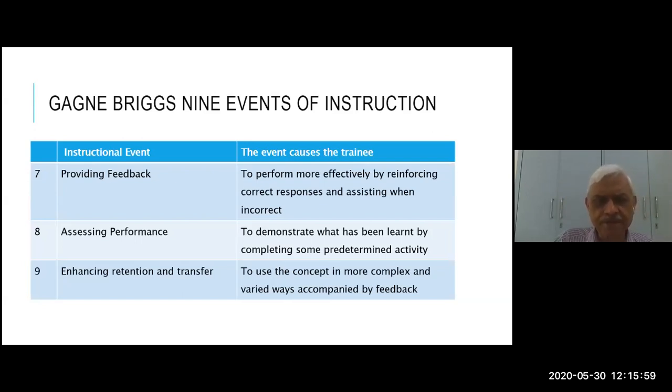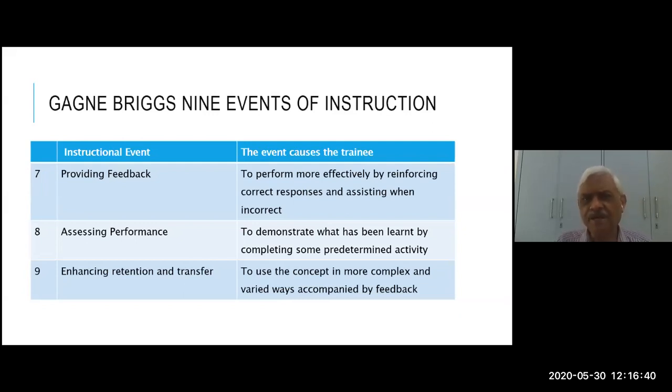Now we come to the ninth one, the last one, which is enhancing retention and transfer. The phrase I used, making it stick, is much more applicable here. How do you know that this will be remembered or retained by the person, and how it will be transferred by him to his work role, right? That's the type of activities you do in the ninth.